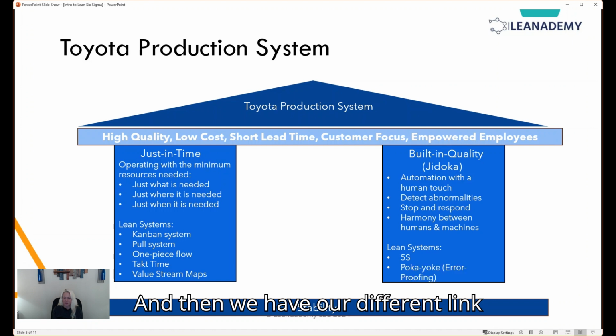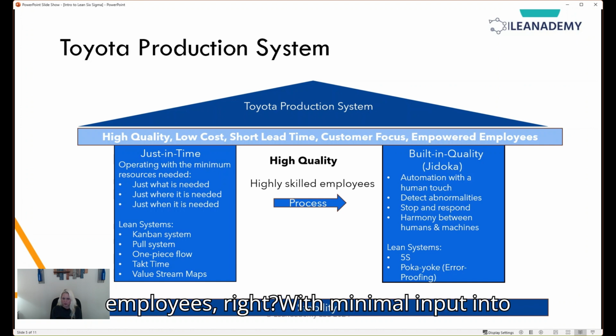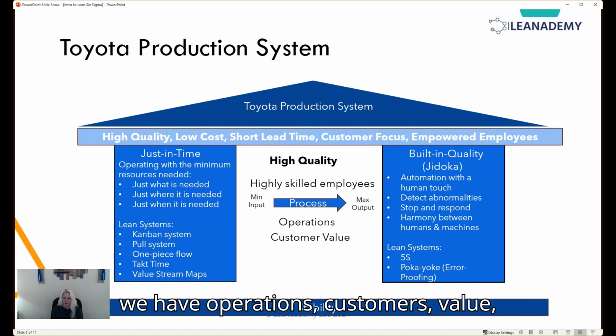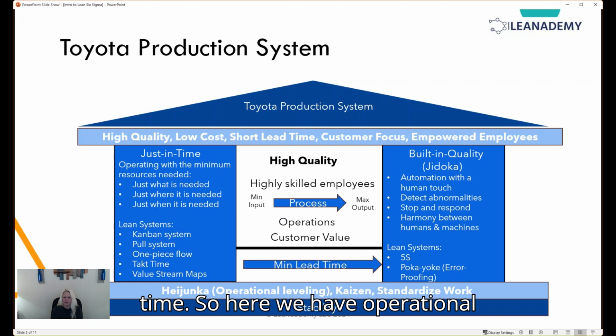And then we have our different Lean systems that we can do. So now that we have all of that, we have high-skilled employees, right, with minimal input into our process with maximum output. And then we have operations, customers, value, which then leads into our minimum lead time. So here we have operational leveling or flow, right, standardized work. I want to say operational leveling is a huge thing that comes out of Lean. So we all have balanced work. And so not just one person is doing the work, we have it spread out consistently across all of operations or along the entire value stream.